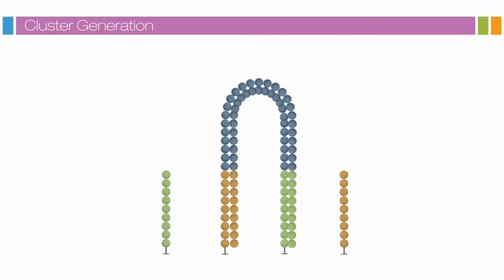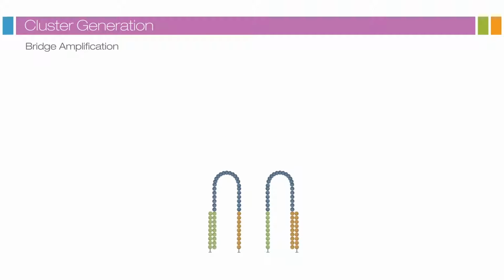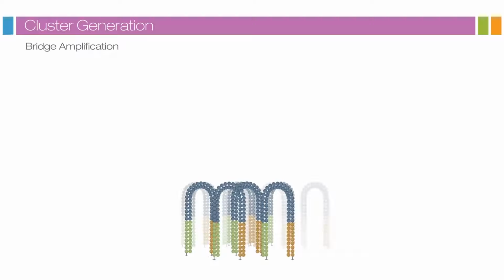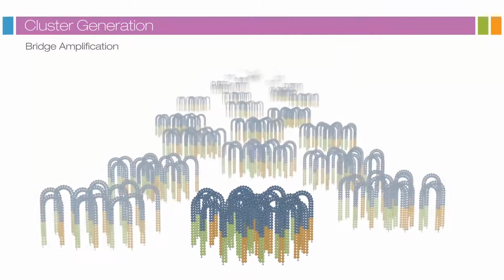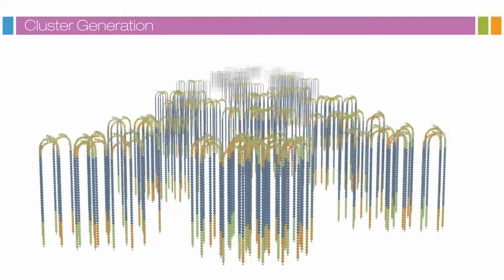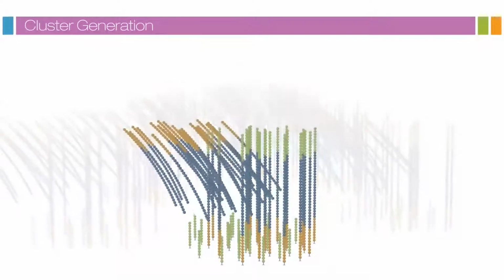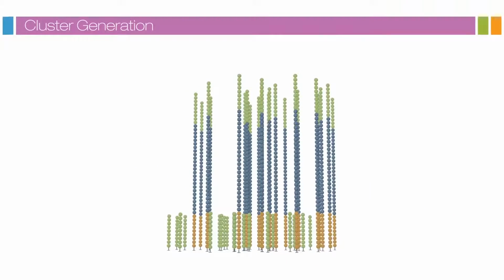This bridge is denatured, resulting in two single-stranded copies of the molecule that are tethered to the flow cell. The process is then repeated over and over and occurs simultaneously for millions of clusters, resulting in clonal amplification of all the fragments. After bridge amplification, the reverse strands are cleaved and washed off, leaving only the forward strands. The 3' ends are blocked to prevent unwanted priming.